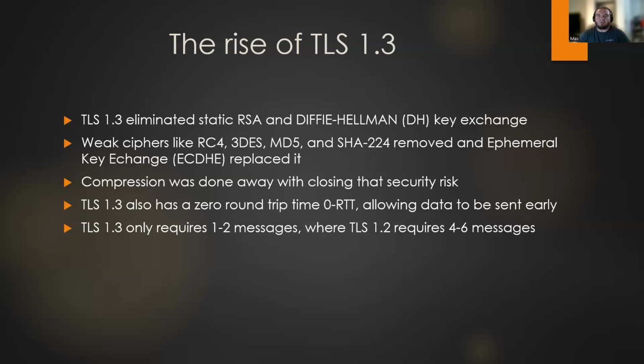TLS 1.3 also removes outdated and insecure elements like static RSA and the Diffie-Hellman algorithm, which did not support forward secrecy. Legacy ciphers like RC4 and hashes like MD5 and SHA-1 were also done away with, as well as the compression algorithm, which exposes you to the Crime attack, as we saw earlier, and renegotiation, which exposes you to man-in-the-middle attacks.